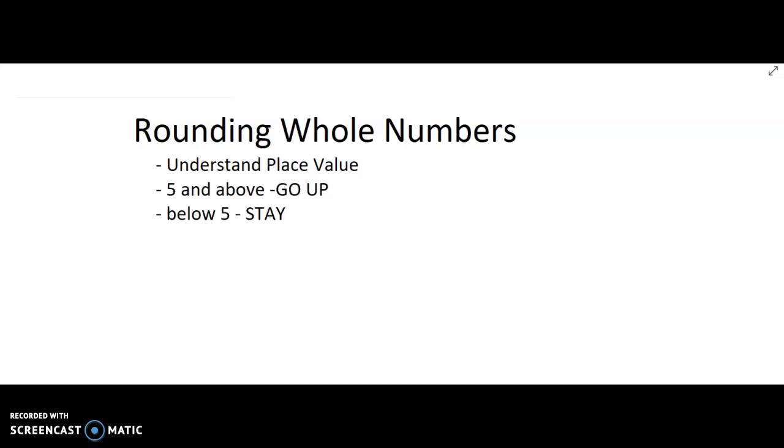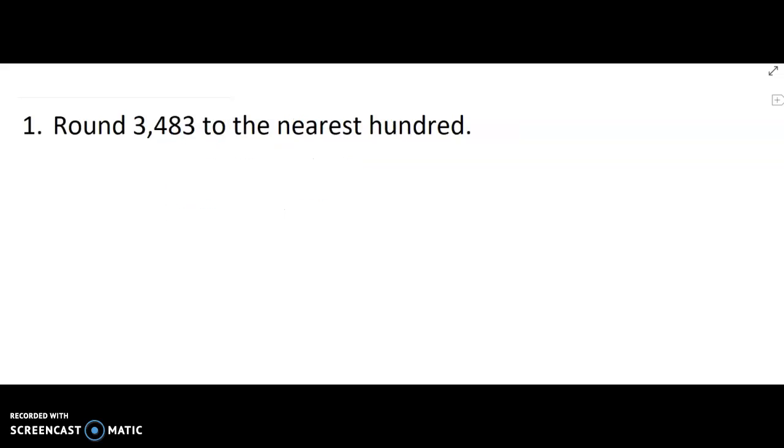Second thing, when you're rounding and you're looking at the number, if it's a 5 or above, the number rounds up. If it's below 5, you stay where you are. Those are the basic rules of rounding, and that's whole numbers, decimals, doesn't matter. 5 and above, you go up. Below 5, you stay. Let's do a couple of examples.